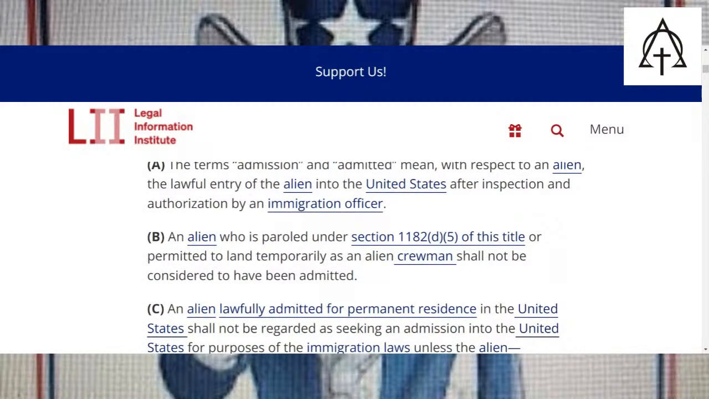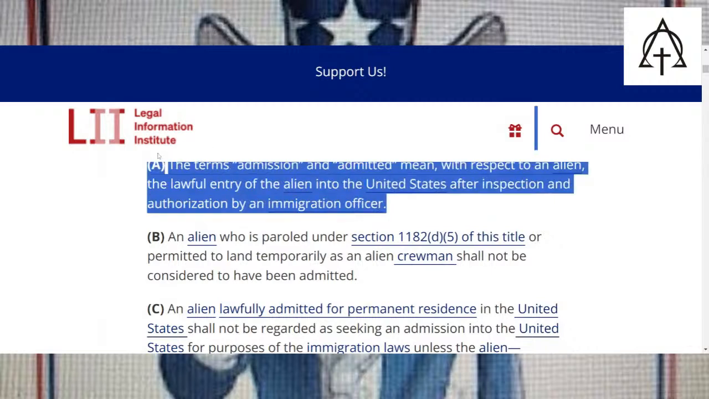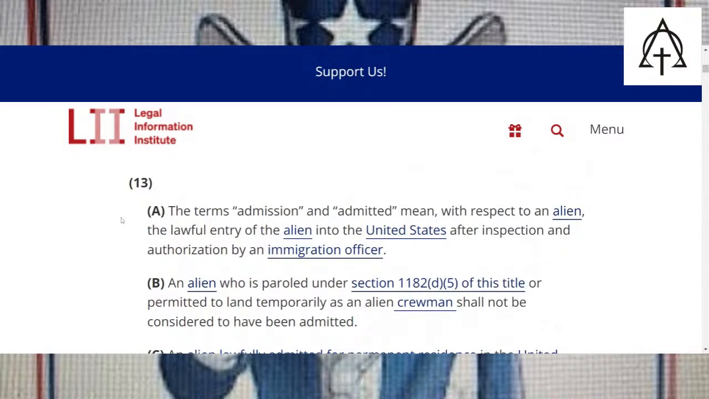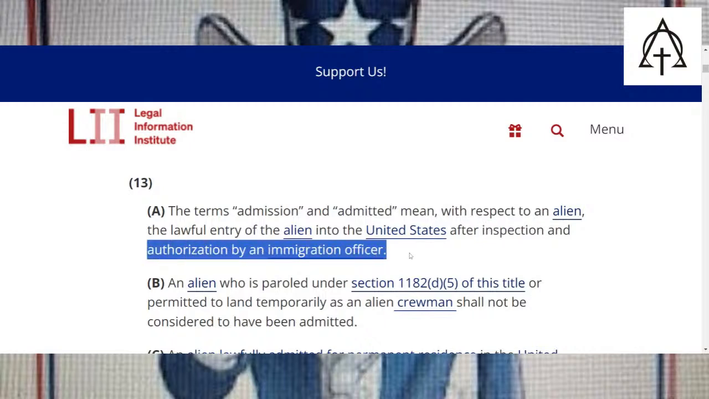The terms admission and admitted mean with respect to an alien, the lawful entry of the alien into the United States after inspection and authorization by an immigration officer.